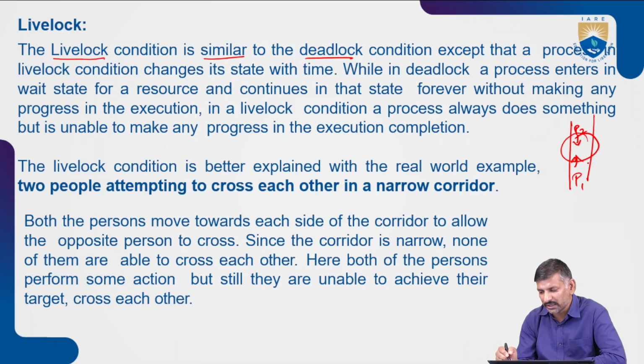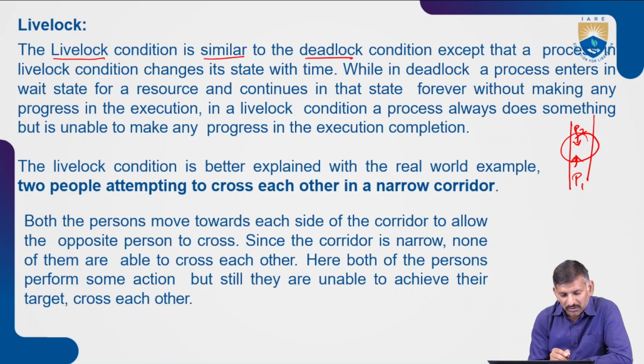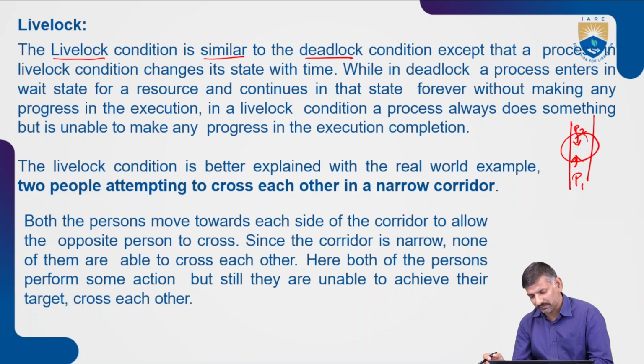Process P1 moves in this direction, and process P2 moves in the opposite direction. Moving is possible, but crossing is not possible. That is livelock. In case of deadlock, moving is also not possible. Both persons move towards each side of the corridor to allow the opposite person to cross. Since the corridor is narrow, none of them are able to cross each other. Here both persons perform the same action, but still they are unable to achieve their target.